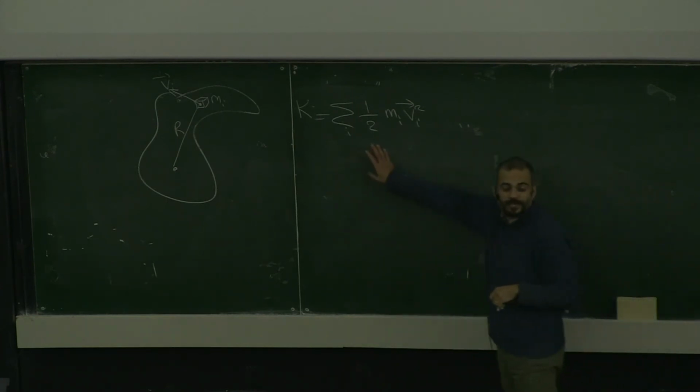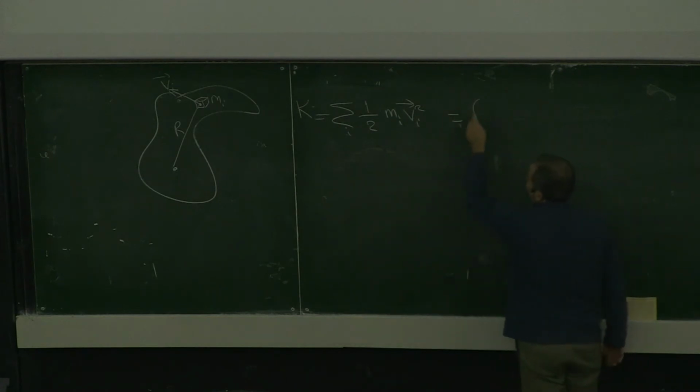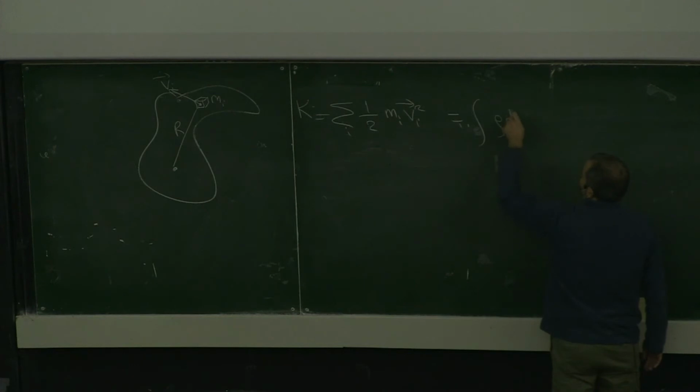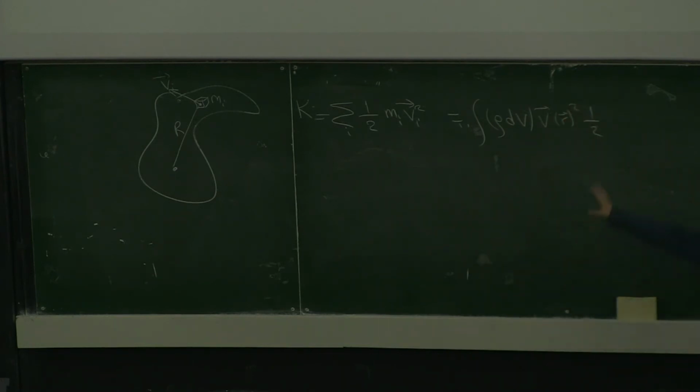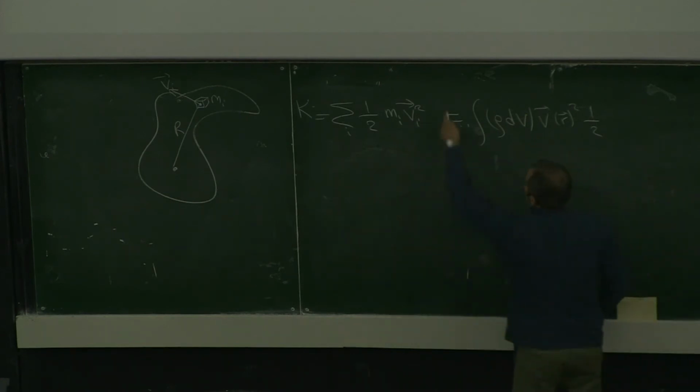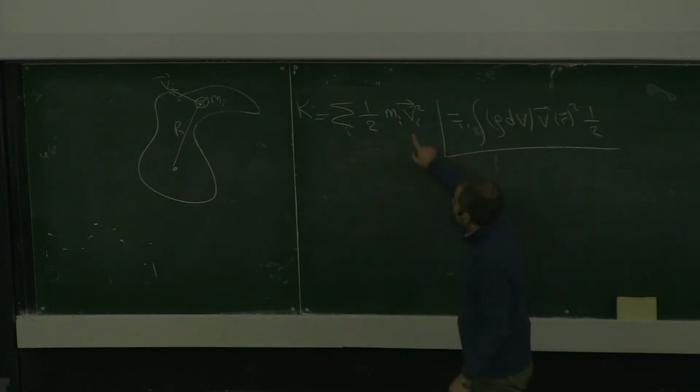If you like, we can even convert this into an integral. The mass will be just rho times the volume, times v at the point r squared, times 1/2. If you want to play with integrals, try to see how you can relate that sum to such an integral. This is for you to play with. Let's stick with this one.